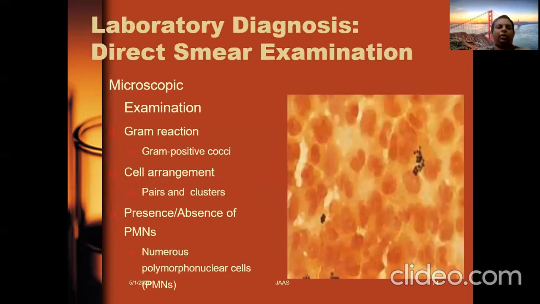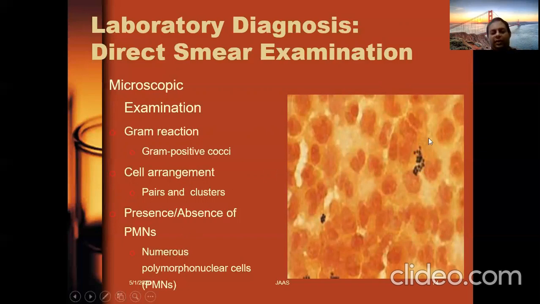So for laboratory diagnosis, we can do a direct smear examination. Once a swab or pus sample from the skin and soft tissue, or vesicular fluid, or maybe a tissue sample is there, we can do a Gram stain and see if organisms are there. Here you can see gram-positive cocci in clusters. We can think of the possibility of infection.